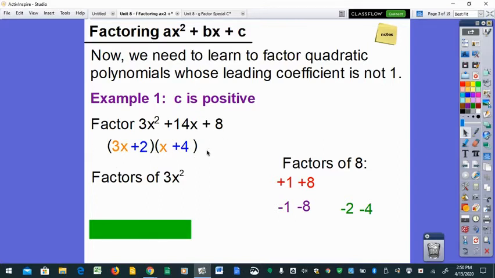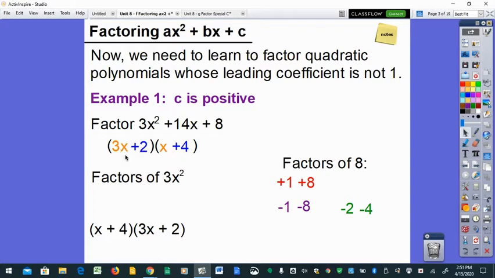I'm going to remind you, first of all, it doesn't matter which order you write the binomials in. If you wrote the x plus 4 in front, that's the same thing by the commutative property of multiplication. The other thing I want to remind you is the last thing you should do when you're factoring is to FOIL it back to check your answer. You actually know whether you got it right or not by FOILing.